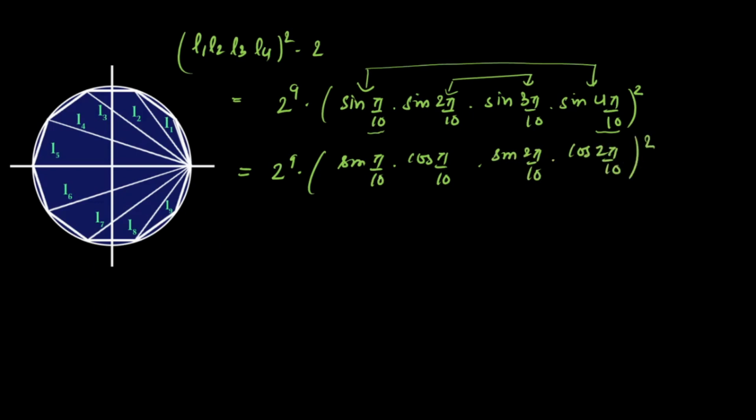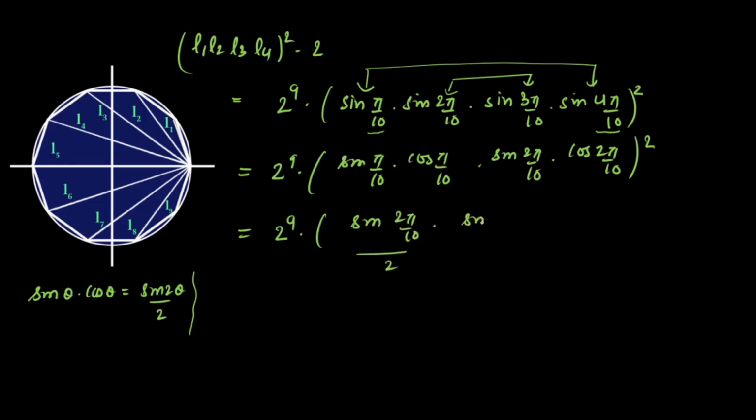Now I'm going to club these two, that is I can write sine theta multiplied by cos theta is equal to sine 2 theta divided by 2. So I'm going to write this as 2 raised to power 9 multiplied by sine 2 pi by 10 whole divided by 2 multiplied by sine, the double of this angle, 4 pi by 10 divided by 2, and whole square. Now I can write this as, see here this 2 is 2 square, and I'm going to extract 2 outside, that is 2 raised to power 2 square and whole square, that is 2 raised to power 4, and 2 raised to power 4 divided by 2 raised to power 9 is 2 raised to power 5 again.